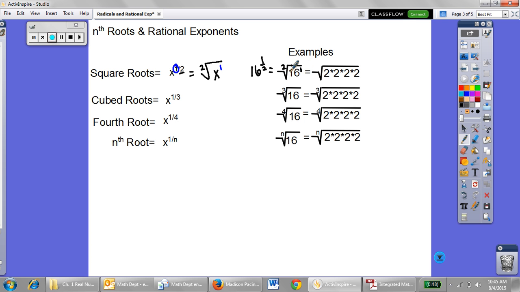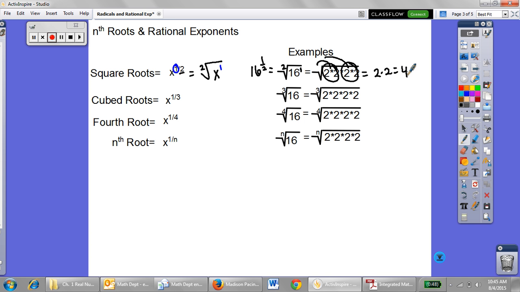So breaking down 16 practically, we know that 16 is 4 times 4. 4 breaks down to 2 times 2, and this 4 too. So we have 2 times 2 times 2 times 2. When we do square root, we're looking for pairs. So this pair of 2 can come out, and this pair can also come out. So our final answer for the square root of 16 would be 2 times 2, which is 4.